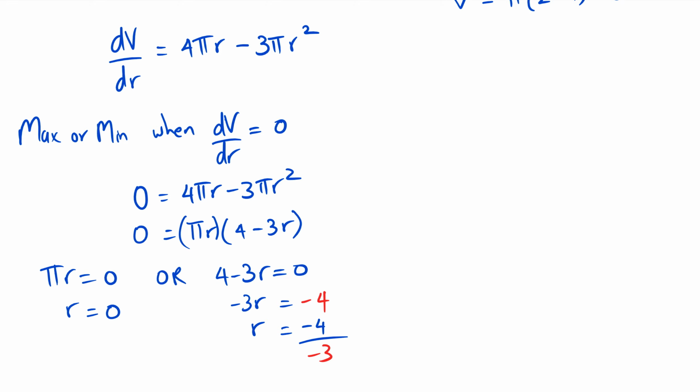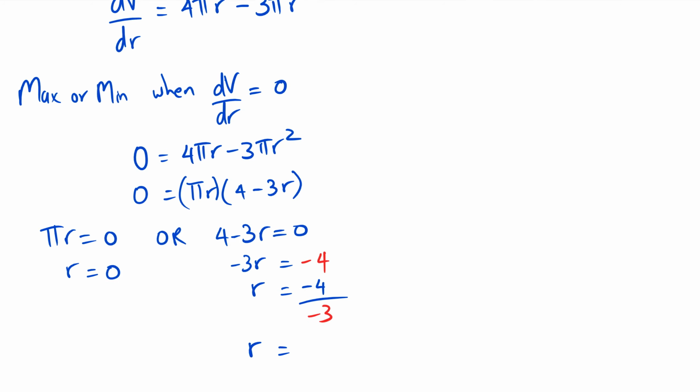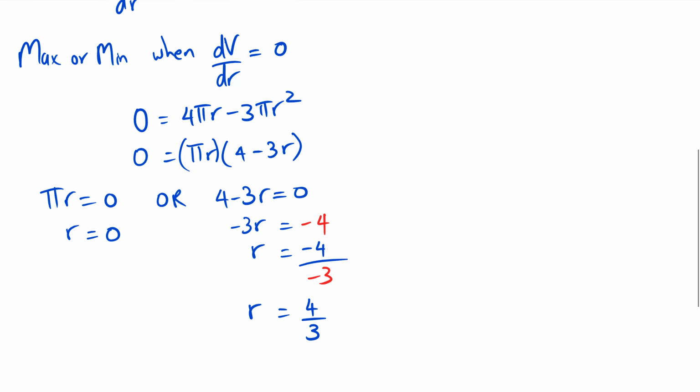So that means we've just discovered what the radius is. Radius is equal to 4 over 3. So when it's 4 over 3, that's when the maximum volume is going to happen. Now there's something that we need to make a note of here. We just have to say r can't equal 0. Therefore r is equal to 4 over 3. Because if you think about it, if the radius is 0, that means you've got no cylinder.